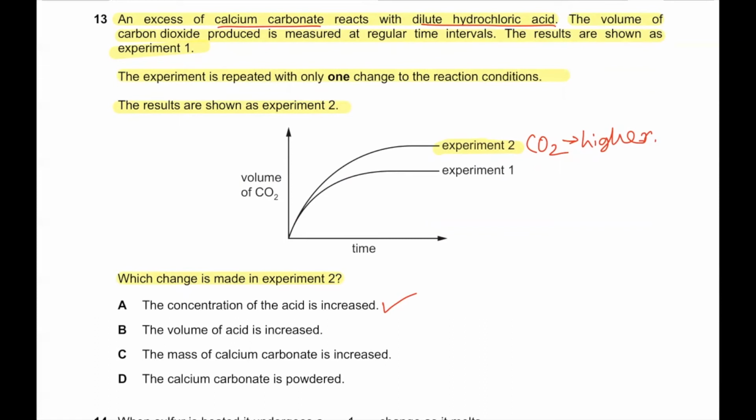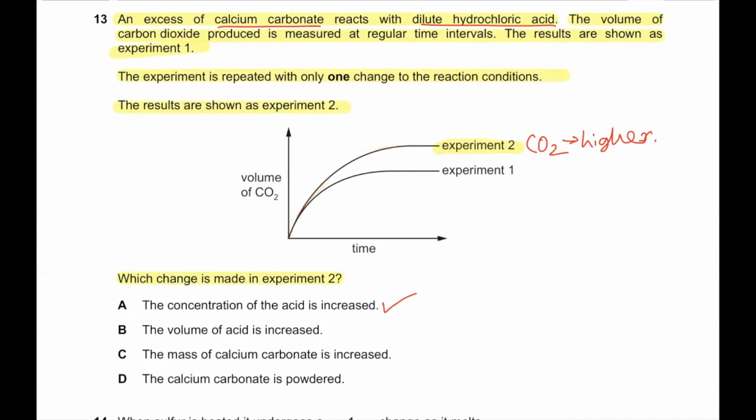The volume of carbon dioxide produced is measured. All right, so with one change to the reaction condition. Now, as you can see, there is something we need to understand. If we were to increase concentration, this reaction would be even faster. It would not be at the same rate.